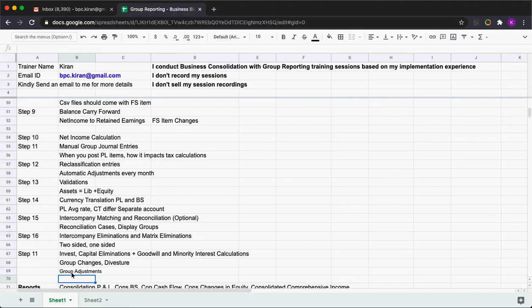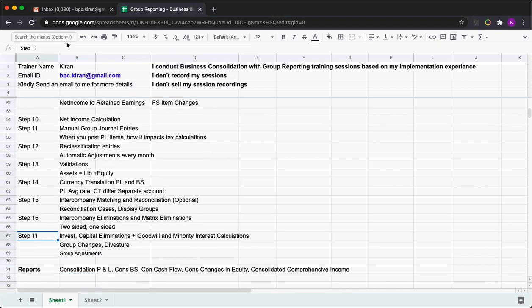Next thing, very important thing, consolidation of investments. When we are talking about consolidation of investments in group reporting, we are going to use reclassification methods for the consolidation of investments.